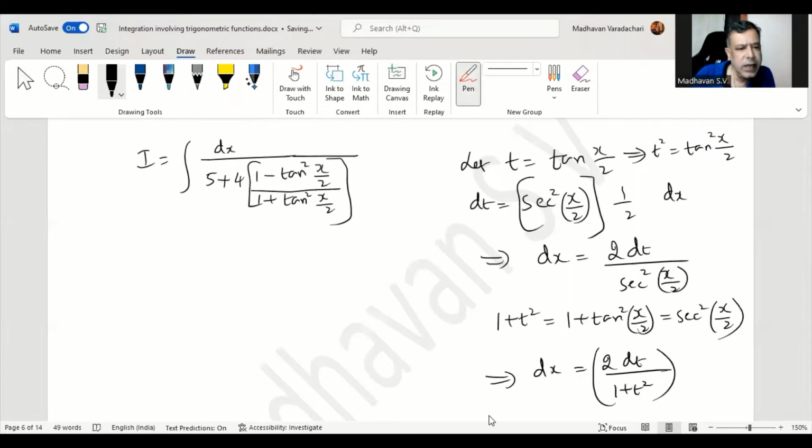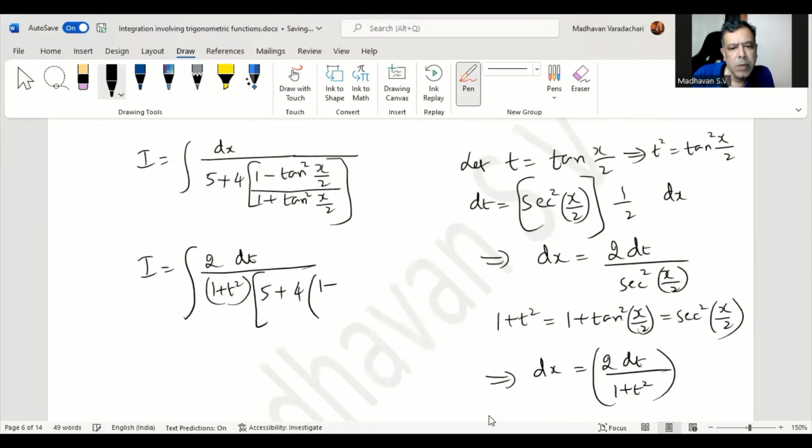Now let us rewrite this integral in terms of t. So numerator dx, which will be 2 times dt divided by 1 plus t square. And then we have 5 plus 4 times (1 minus tan square x by 2, which is nothing but 1 minus t square) divided by 1 plus t square.